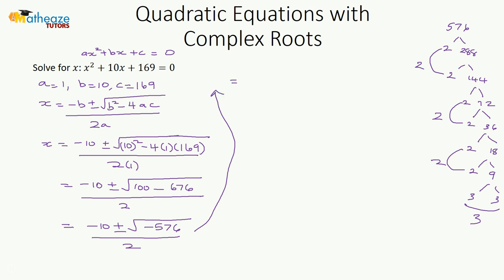This is going to give us negative 10 plus or minus 24i divided by 2. So we divide each term by 2. We have negative 5 plus or minus 12i. So x is equal to negative 5 plus 12i and negative 5 minus 12i.